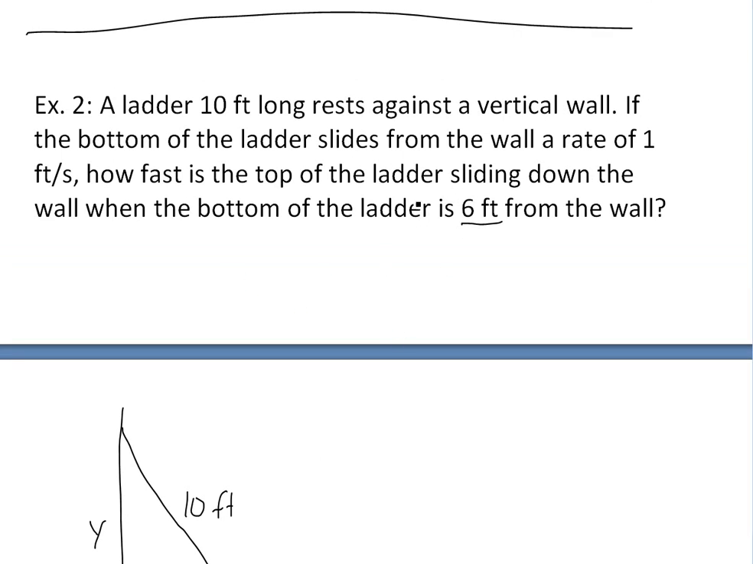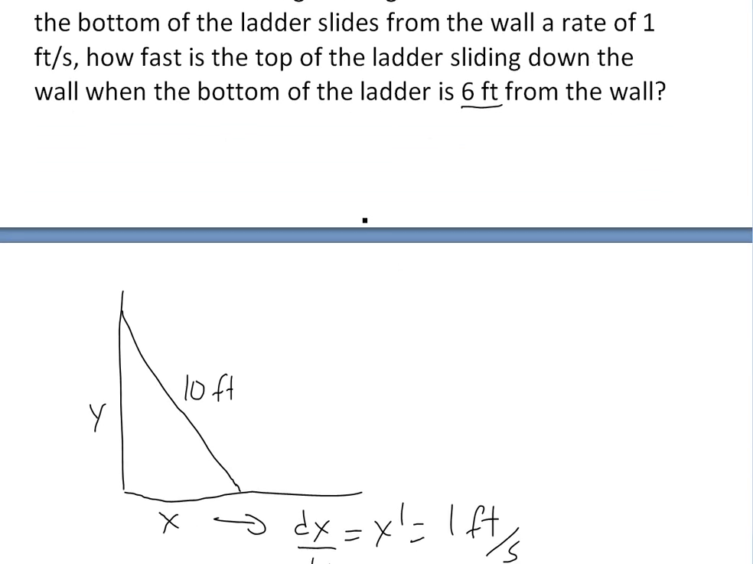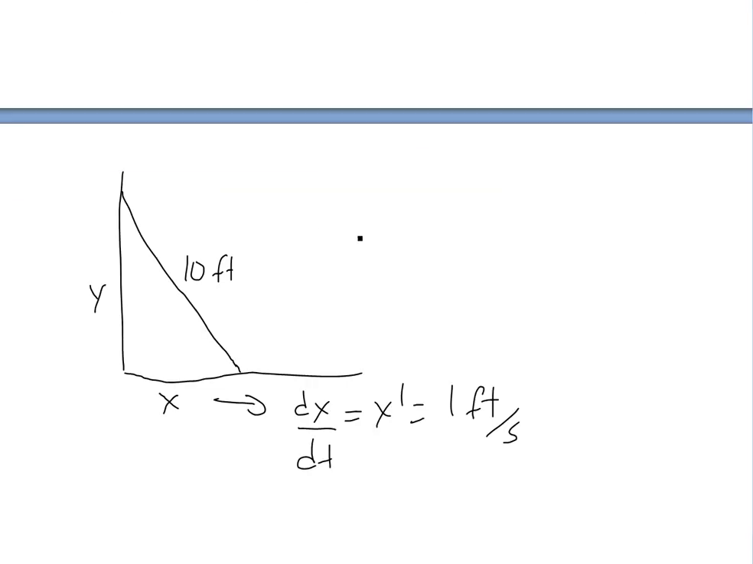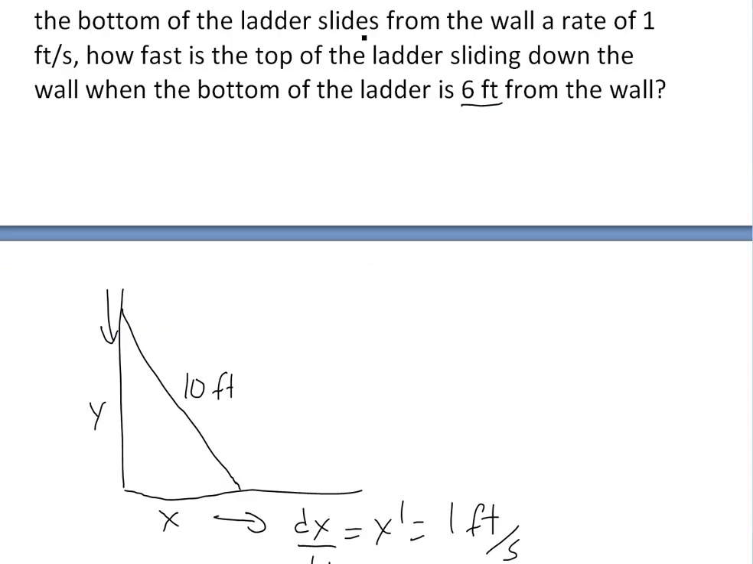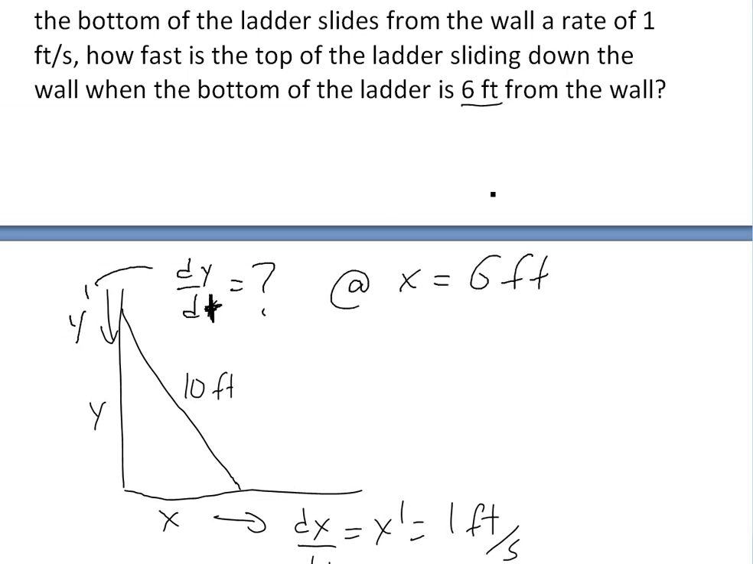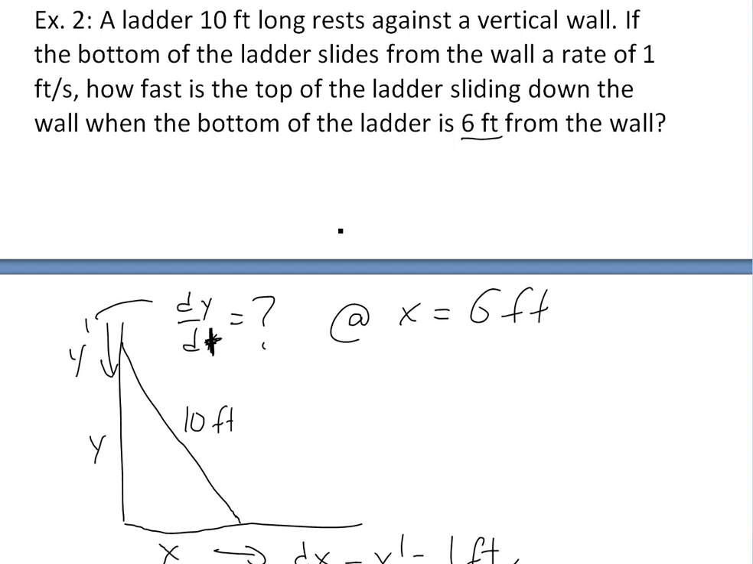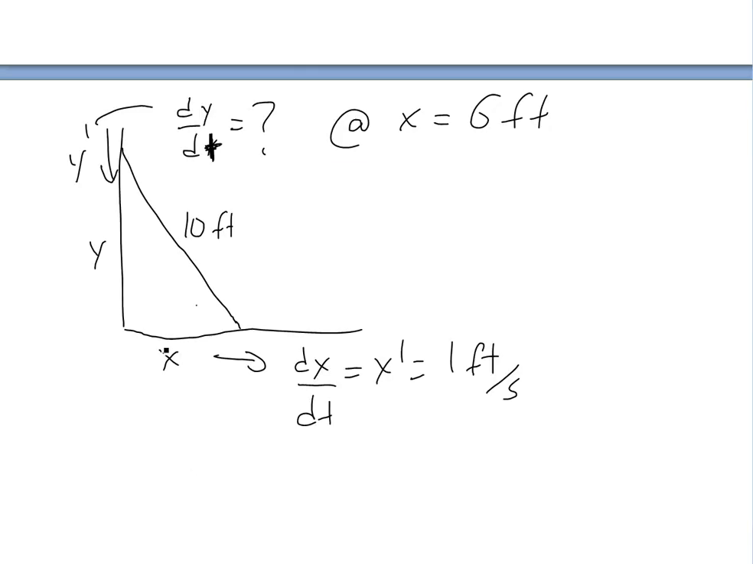And then it's asking how fast is the top of the ladder sliding down the wall when the bottom is 6 foot away. So basically it's asking, what is y prime, or dy over dt? This is in time. Equals what? At x equal to 6 foot, when the bottom of the ladder is 6 foot away.